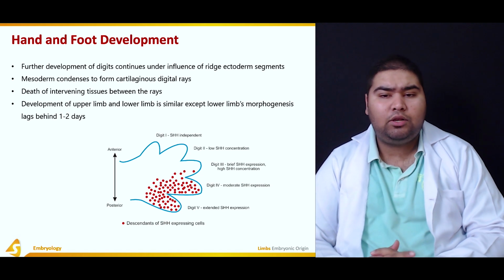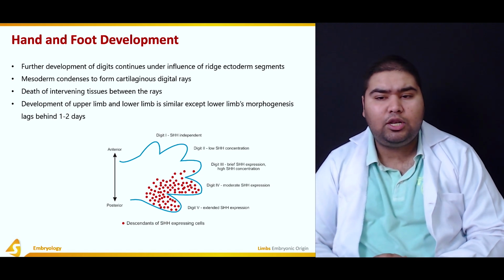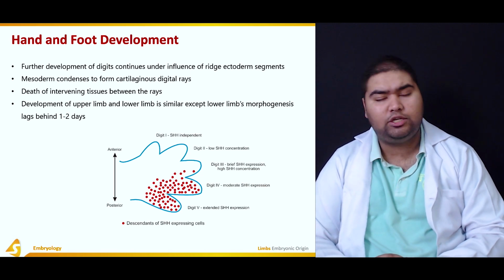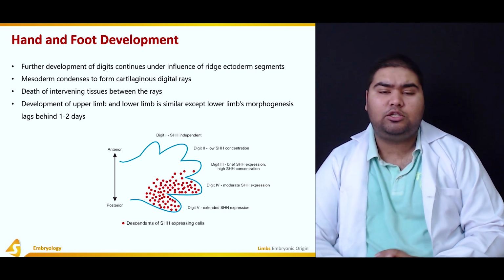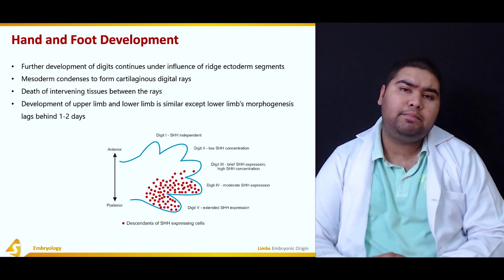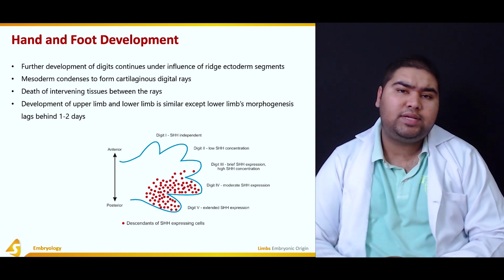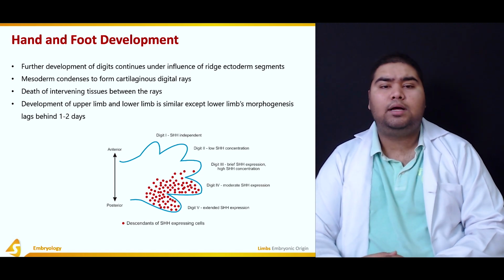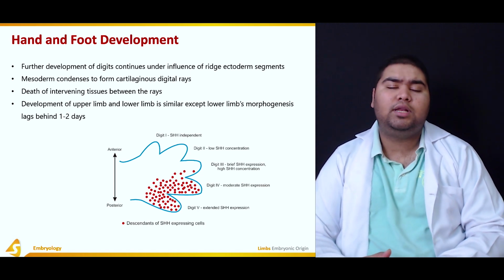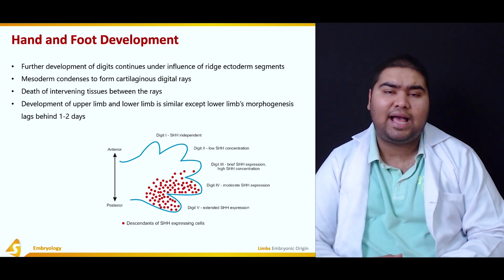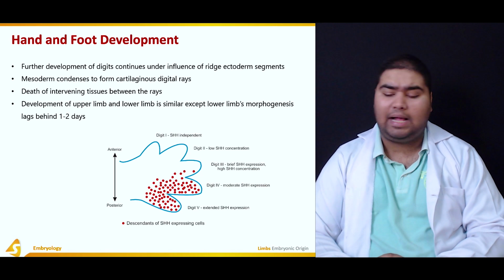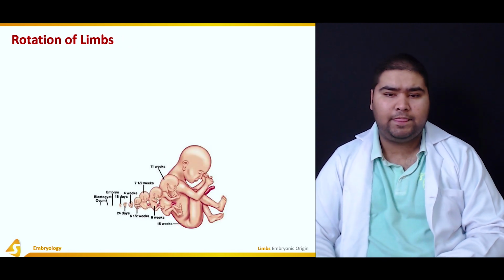Development of upper limb and lower limb is similar, except that the lower limb's morphogenesis lags behind approximately 1 to 2 days. We talked about this earlier. The upper limb bud appeared 1 to 2 days earlier as compared to the lower limb bud. Similarly, the morphogenesis of the lower limb is 1 to 2 days lagging as compared to the upper limb. However, they are as similar as one can be.